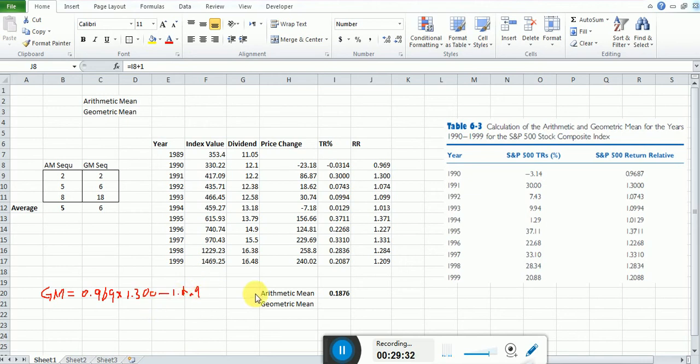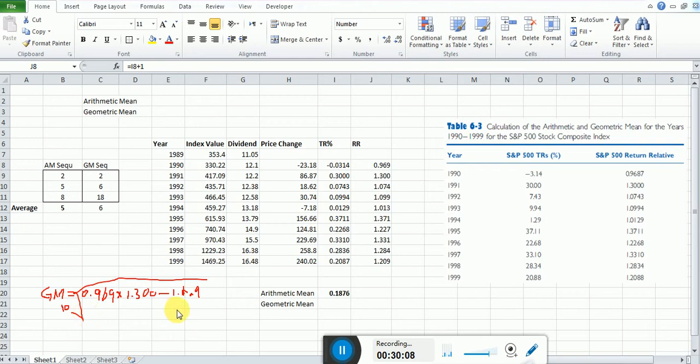Okay, now you have to take the nth root. We have 10 values, and then you have to take 10. Very much simple, dear students. You have to take the nth root of the product of return relative. First you have to compute return relative as we have done here, and then you have to multiply all these values, and then you have to take the nth root. How much is n here? That is 10, so that is why we are taking 10.